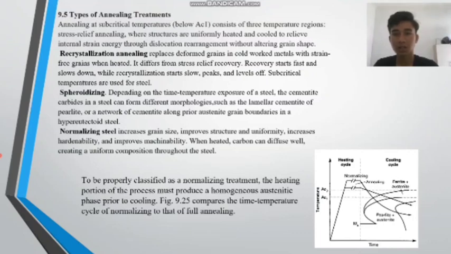Recrystallization annealing replaces deformed grains in cold worked metals with strain-free grains when heated. It differs from stress relief recovery. Recovery starts fast and slows down, while recrystallization starts slow, peaks and levels off. Subcritical temperatures are used for steel.